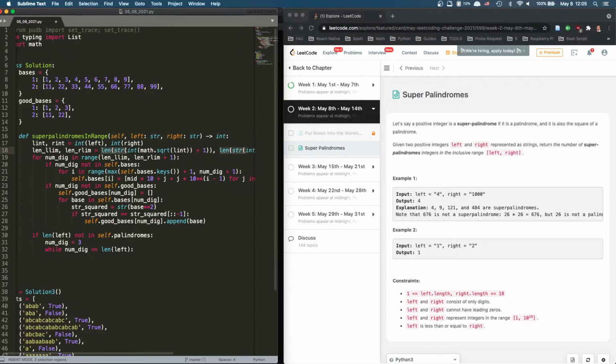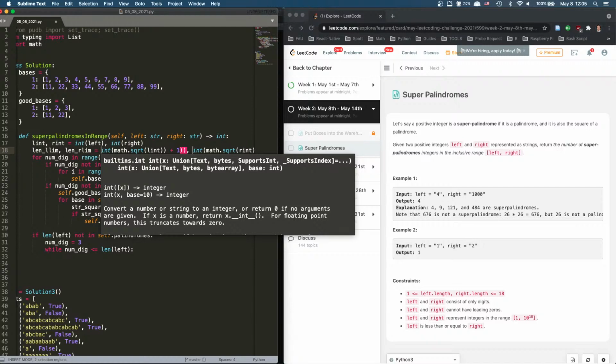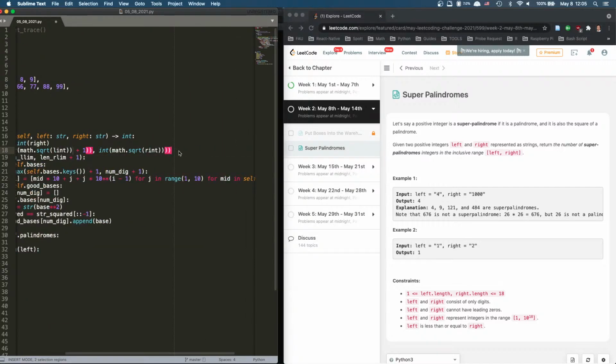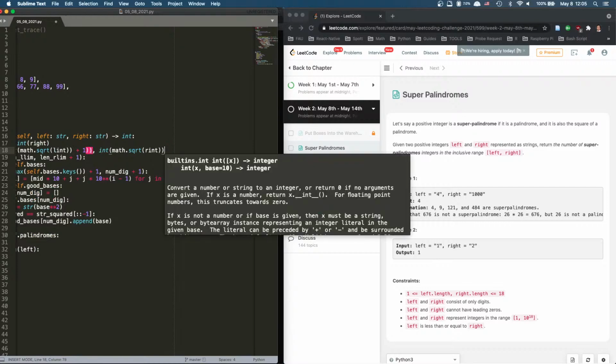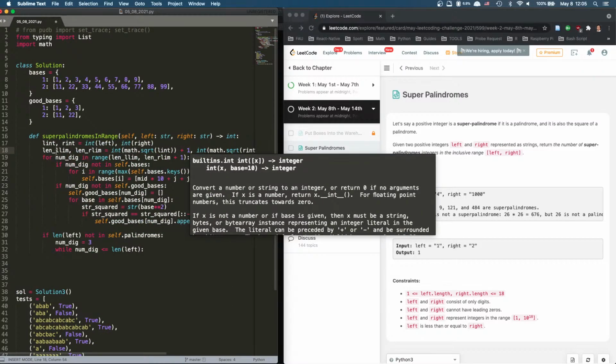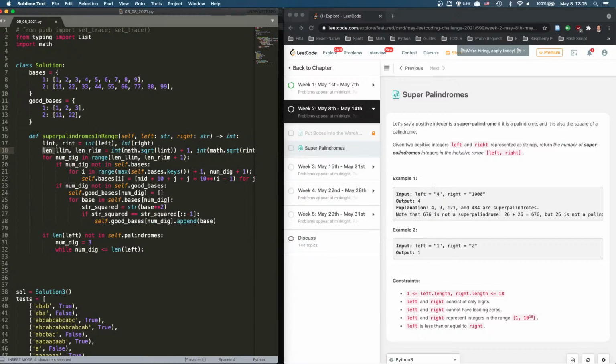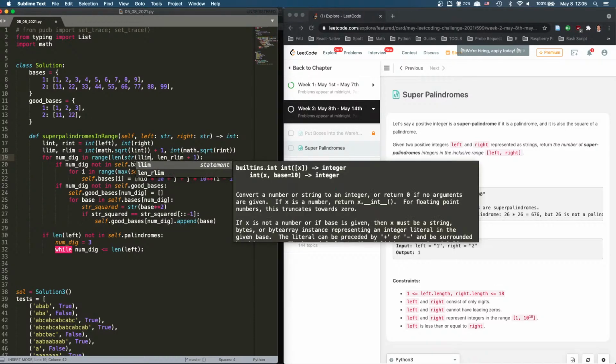So we have to delete that, and I think just go here, delete these two. So we do need the left and the right limit, but here is just going to be len str left limit. I just call log on it.